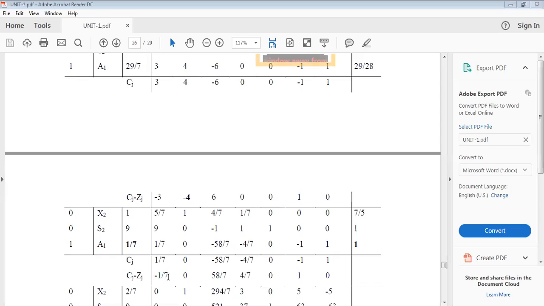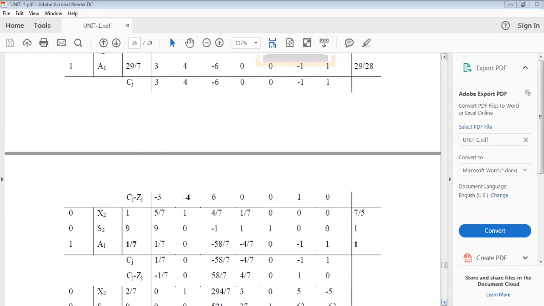CJ minus ZJ means 0 minus 1 by 7, it is minus 1 by 7. 0 minus 0. 0 minus minus 58 by 7, it becomes plus 58 by 7. 0 minus minus 4 by 7, it is becoming plus 4 by 7. And 0, all these things. 0 minus minus 1 plus 1. And 1 minus 1, artificial variable 1 on the property. Now 1 minus 1, it is becoming 0.